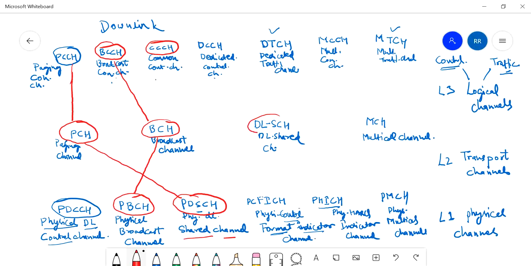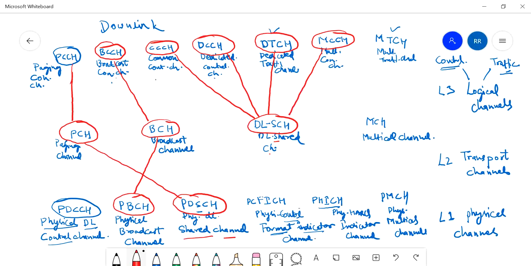Next one is CCCH, common control channel. The common control channel is mapped with the downlink shared channel, because it's a shared channel, and most of the channels are mapped with this as well. The dedicated control channel is also mapped with this. Then DTCH, dedicated traffic channel, is also mapped with this. The multicast control channel is also mapped with this. MTCH is mapped with both this and the MCH, multicast channel. So CCCH, DCCH, DTCH, MCCH, and MTCH are all mapped with the downlink shared channel. Only two are mapped differently.